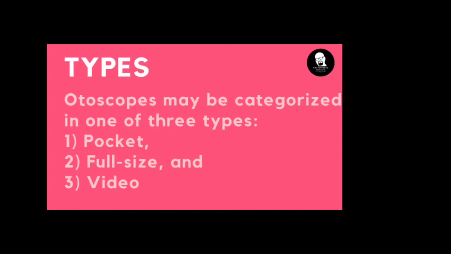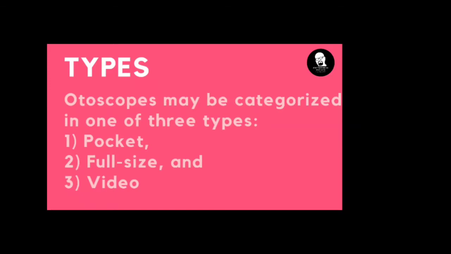Or we can connect this otoscope through a data cable to your mobile phone, and through the mobile phone we can see what is happening in the internal ear, the view of the internal eardrum, all through the phone itself. That is called the full size otoscope. And then the video otoscope.